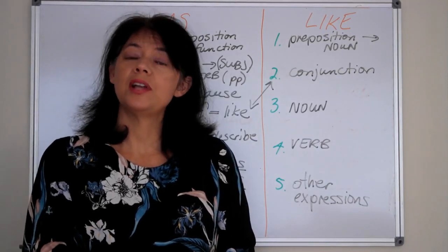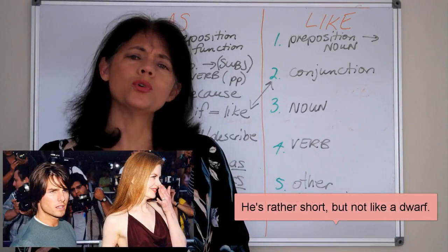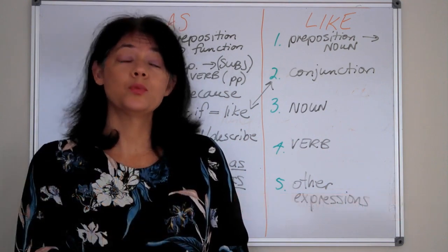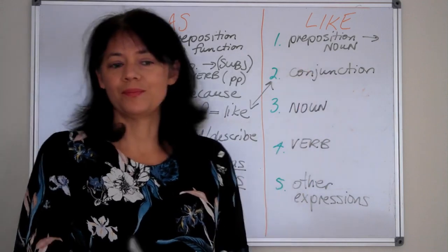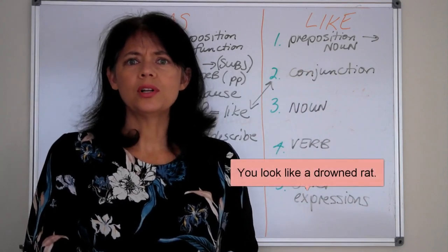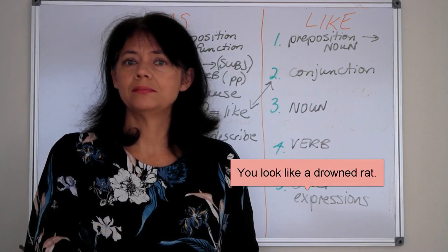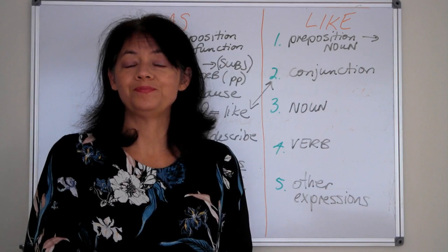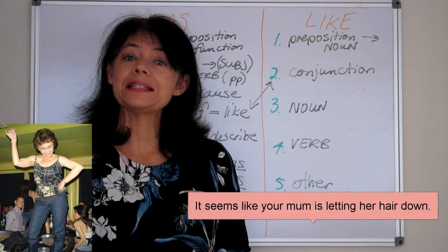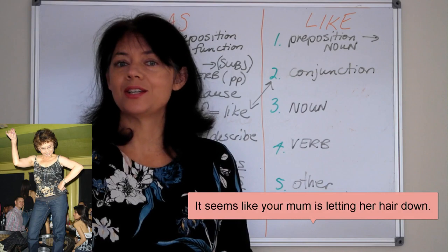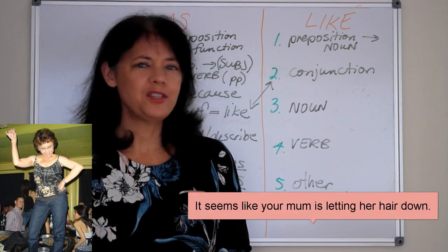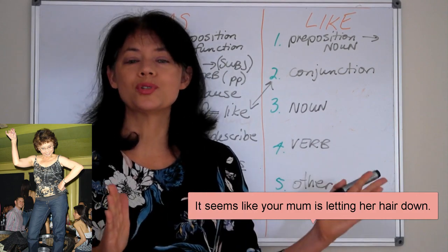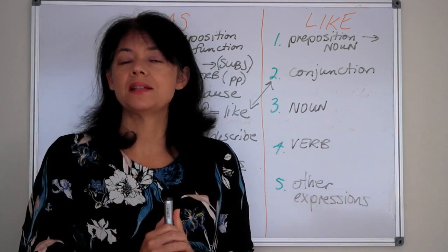Let's do the same for like. He's rather short, but not like a dwarf. Like a dwarf, preposition. You look like a drowned rat. That is also a preposition followed by a noun. It seems like your mum is letting her hair down. Now I've just put this one in because it's also a preposition, but it's followed by a clause.